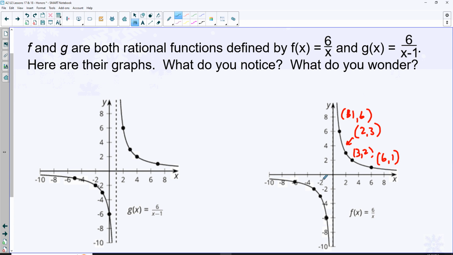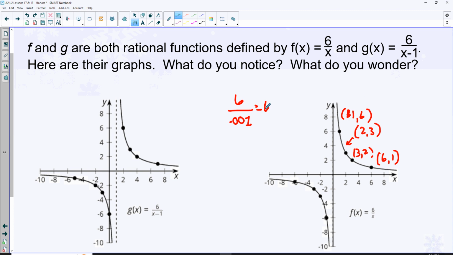Okay, so let's look at some behaviors of this function. 6 over x, right? So what happens if x is 0? If x is 0, no can do, right? 6 divided by 0 doesn't exist. So you're going to notice that the graph never actually has a point on the y-axis because there's no point for x being 0. But the line comes really close to it because I can plug any other number in for x, just not 0. Like I can do 0.1. I can do 0.01. I could do 6 divided by 0.001.